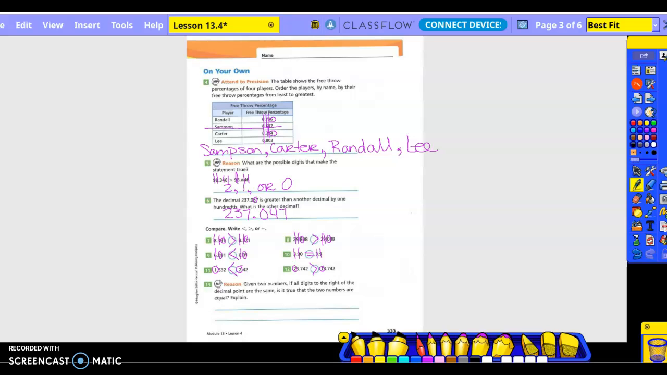Number 13, reason. Given 2 numbers, if all digits to the right of the decimal point are the same, is it true that the 2 numbers are equal? Not necessarily, right? Okay, because it said all the digits to the right, they might all be the same, but what if you have a 1 over a 10 or 100 and they're different on the left side? So would they be equal then? No. Okay, so it's not always equal. Just because the ones have the decimal to the right.